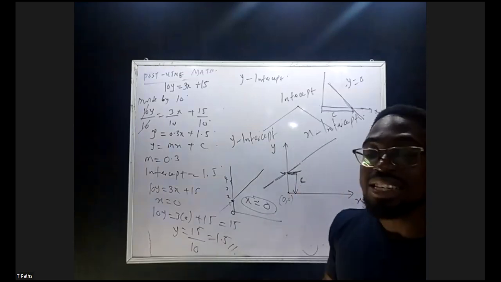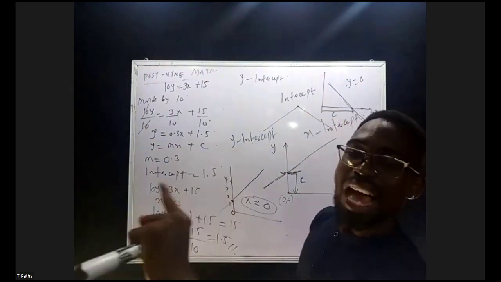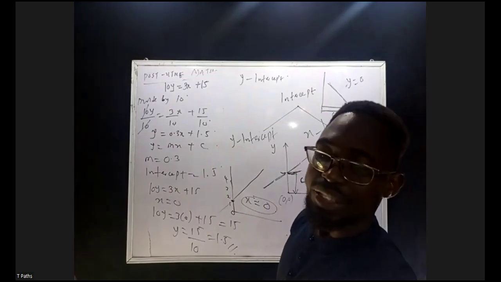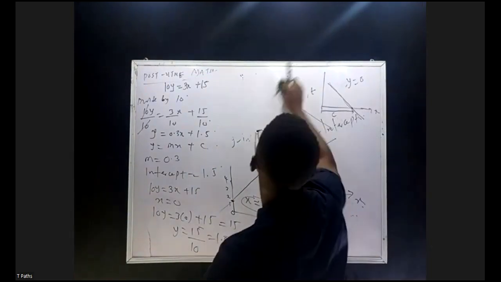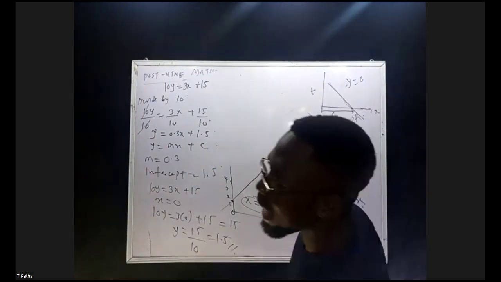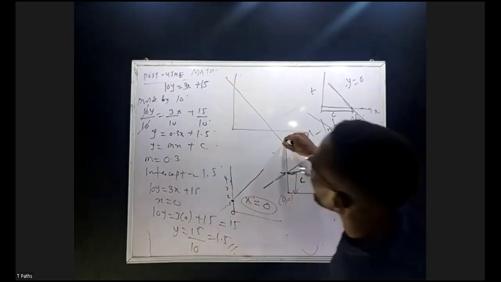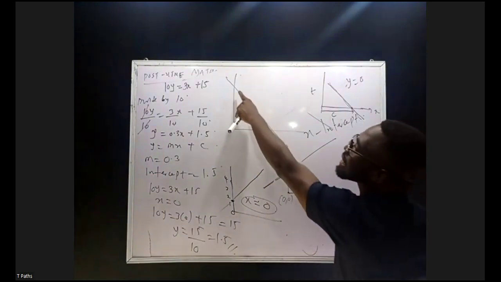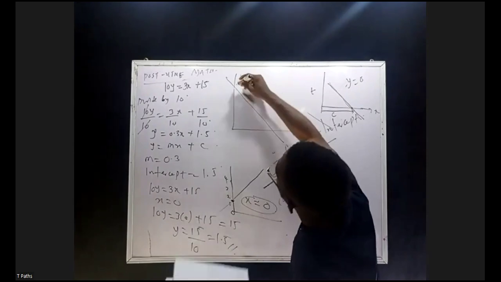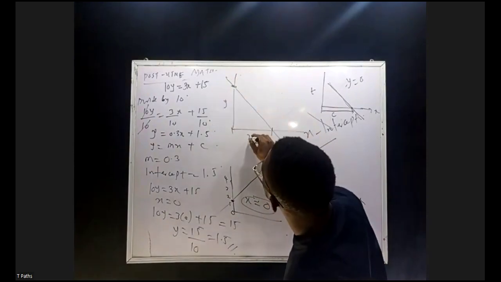So what you see there is that the question can ask you what is the value of the x-intercept and what is the value of the y-intercept. I can give you a line like this. Look at this line. This line has double intercept. It has an intercept on y. This is the y-intercept. This is the x-intercept.